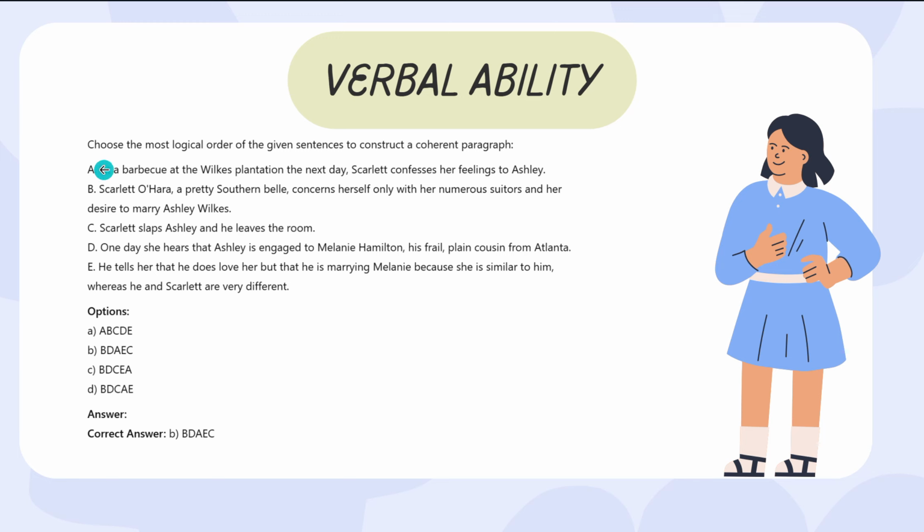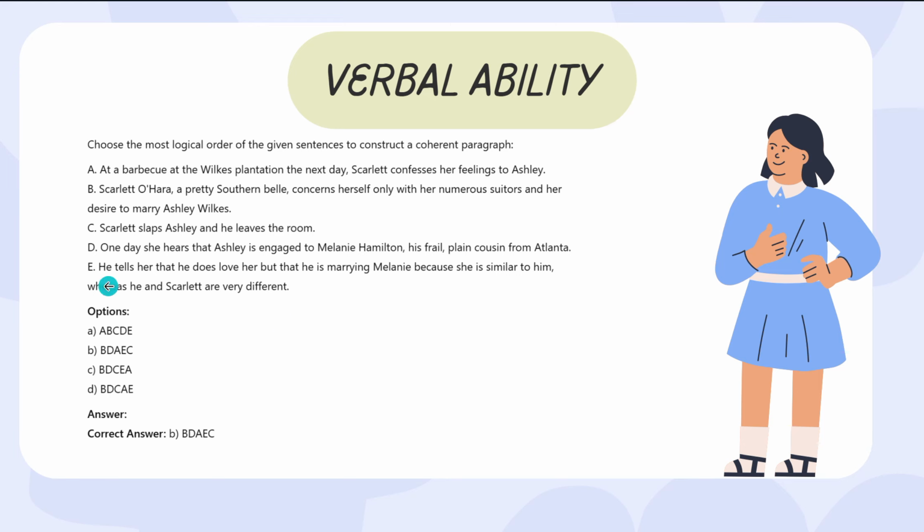And after jumbling all these, the right pattern is BDAEC. See, what is B? Scarlett O'Hara, a pretty Southern belle, concerns herself only with her numerous suitors and her desire to marry Ashley Wilkes. See, here it is talking about a girl. So the beginning of the paragraph is talking about a girl, so the remaining ones should follow that.